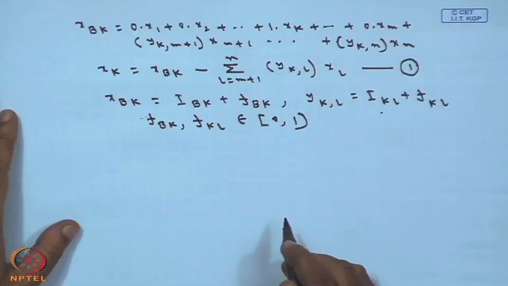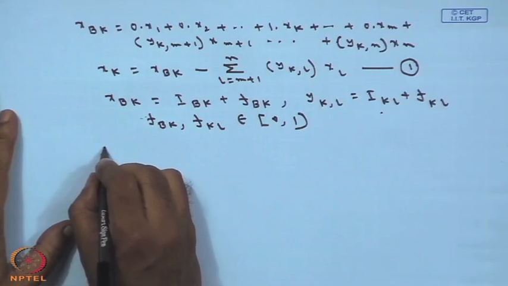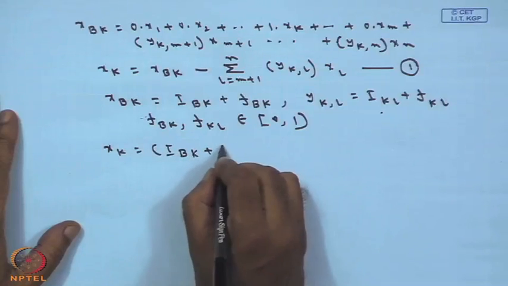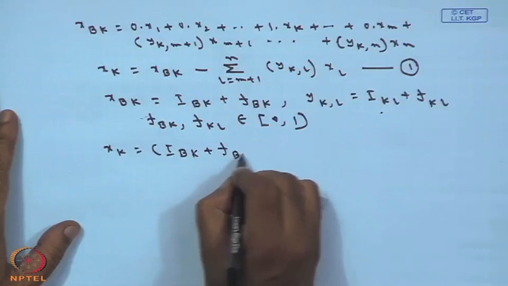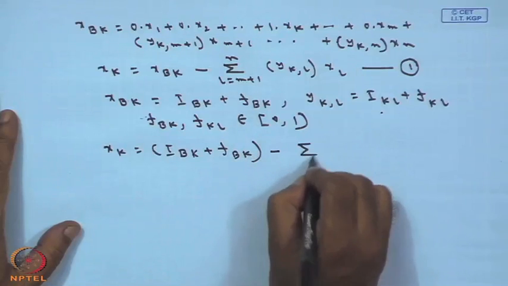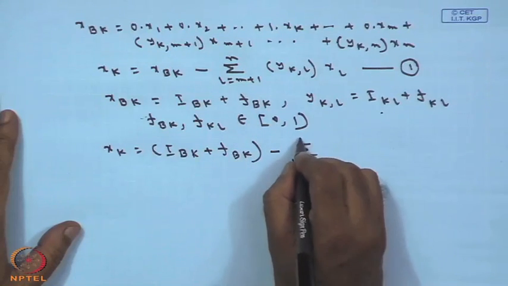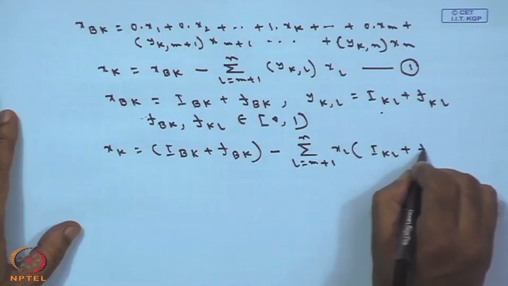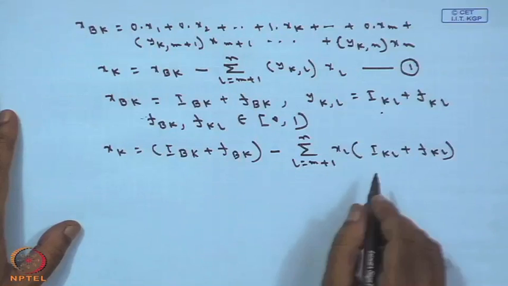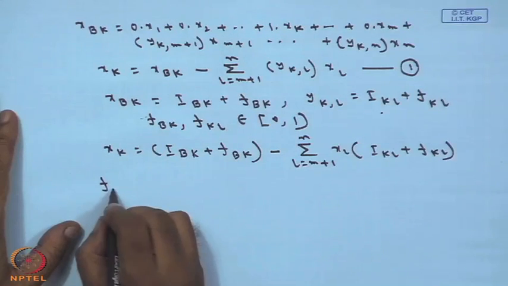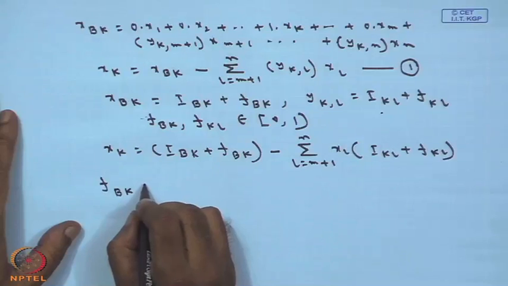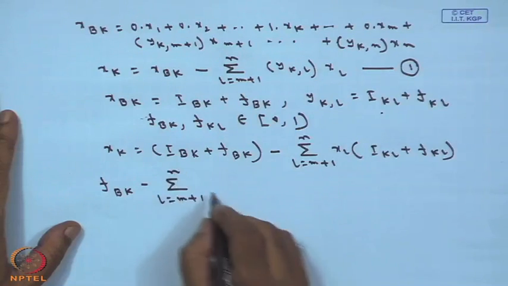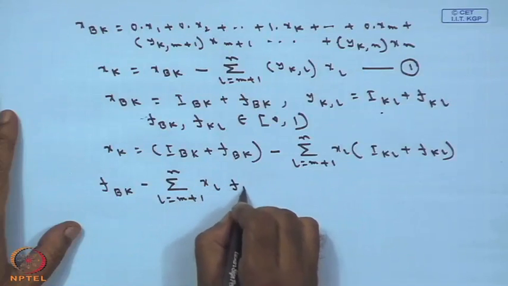These are the fractional parts. So, from 1 you can write down x_k equals I_bk plus f_bk minus summation L equals m plus 1 to n x_L into (I_kL plus f_kL). So, if you break it, we can write this as f_bk equals f_bk minus summation over L equals m plus 1 to n x_L into f_kL.